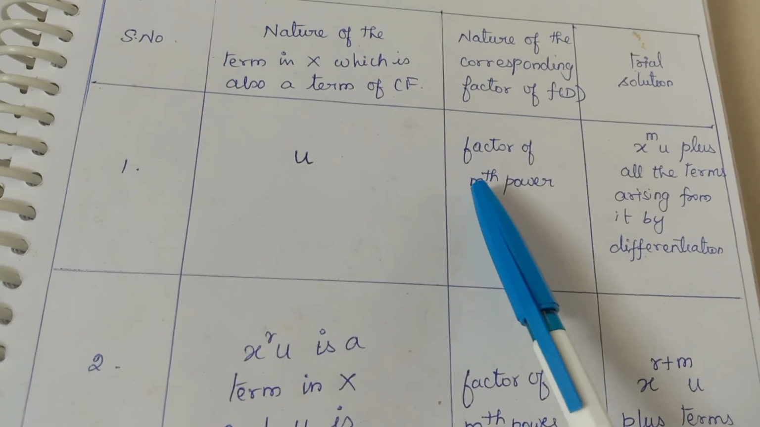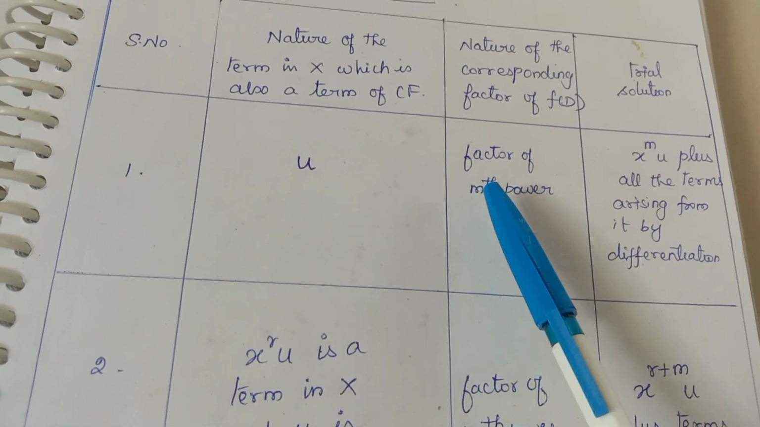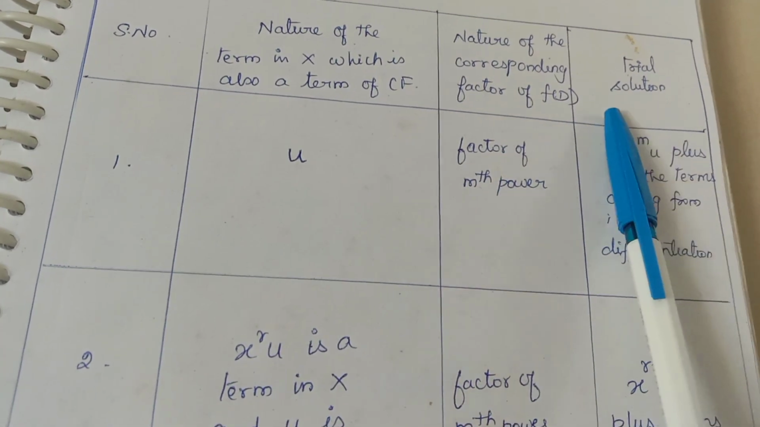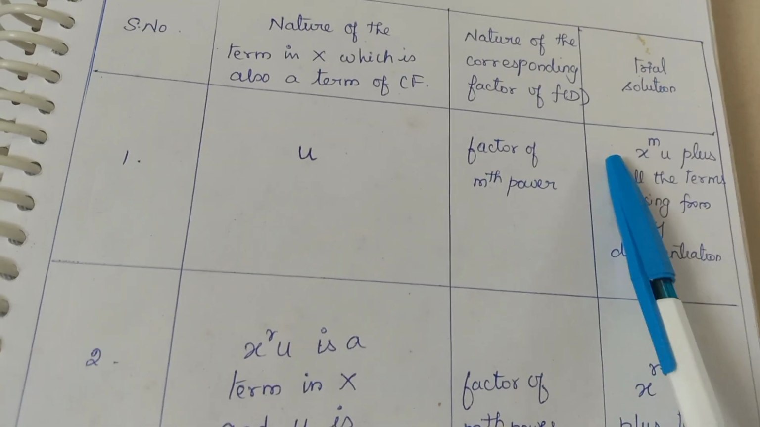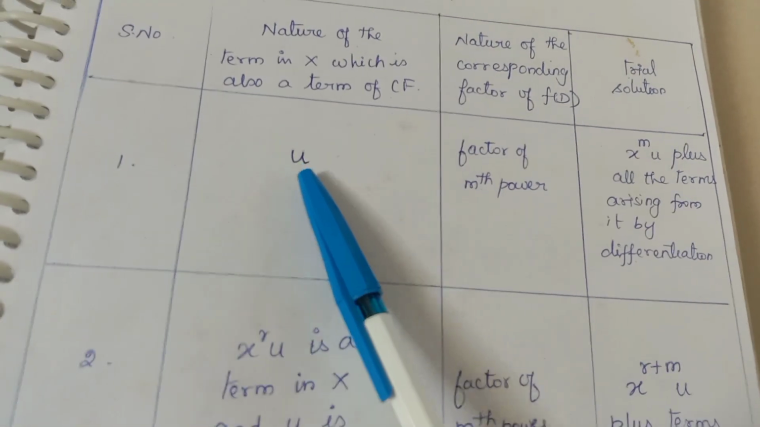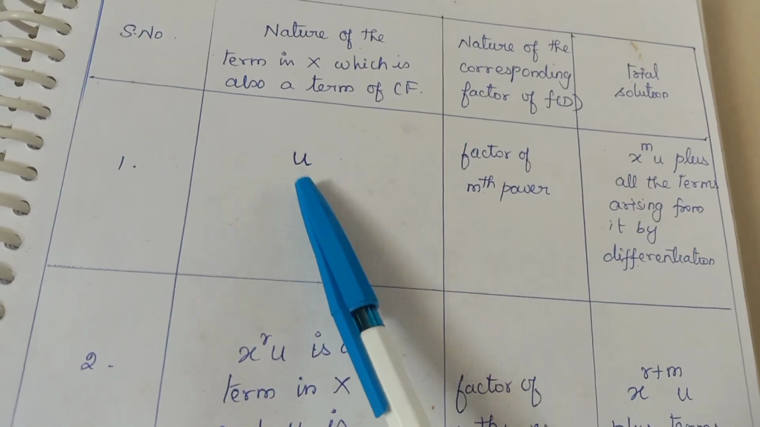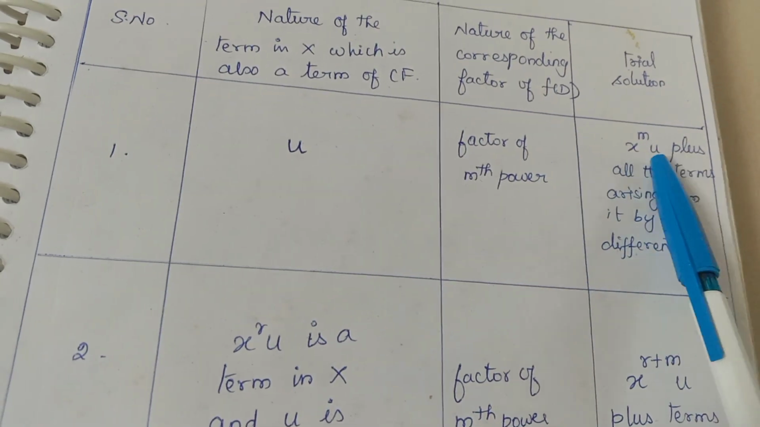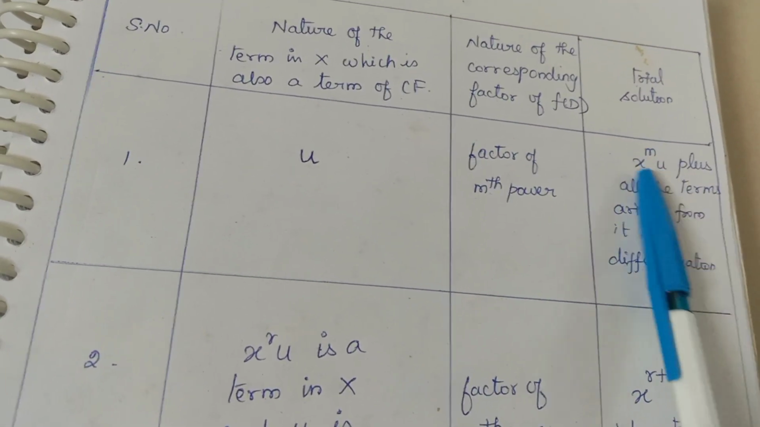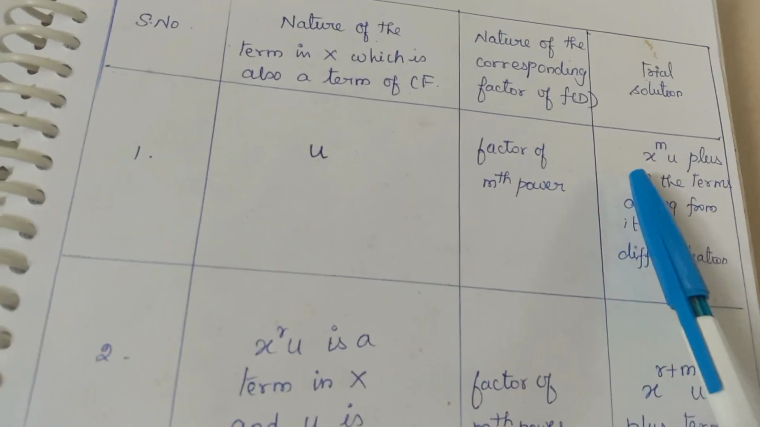If it is of degree m, it may be a linear power, second power, third power, etc. Look at the power. If it is of mth power, then in the trial solution you have to include x power m into u, the term repeating in the complementary function and the right hand side. So x power m into u and all its derivatives should appear in the trial solution. This is something different from the previous problem which we have done.